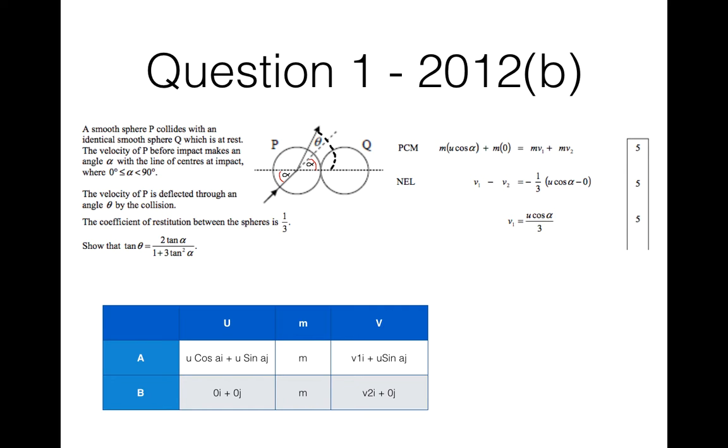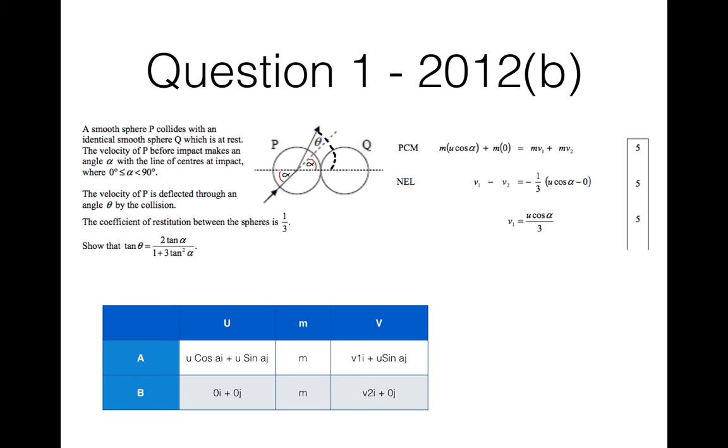You'll notice here that there's no value for v2, and the reason for that is the deflected angle only pertains to sphere P, the first sphere. It doesn't matter what happens with sphere Q in this particular question. So what I have now is the velocity of sphere P after the collision, which is u cos alpha over 3 in the i direction and u sin alpha in the j direction.